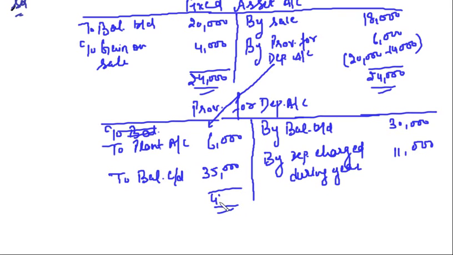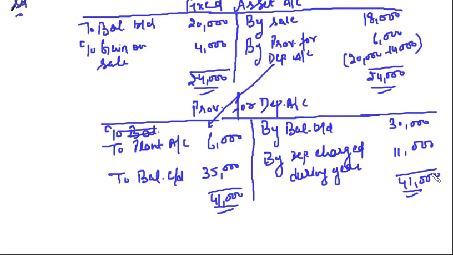Clear? So for identifying the depreciation charged during the year, we have to prepare the provision for depreciation account. It is prepared only when we are given the balances of the provision for depreciation account in the balance sheet. If it is not given, that means the depreciation has been directly charged. Clear? So this is the main concept of fixed asset. If the fixed asset is appearing at cost in the books and you see the provision for depreciation account, then the depreciation charged for the year will be calculated from the provision for depreciation account. Clear?